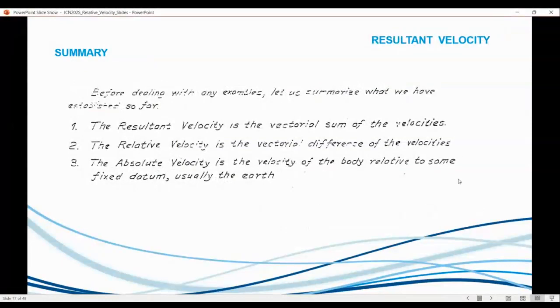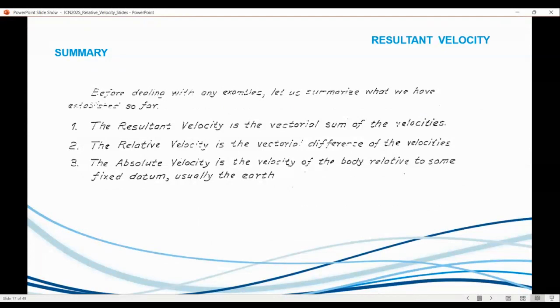Number one, the resultant velocity is a vectorial sum of the velocities. Number two, the relative velocity is a vectorial difference of velocities, and we'll talk about that. And number three, the absolute velocity is the velocity of the body relative to some fixed datum, and that's usually the Earth. Very important that I expect you to remember this.